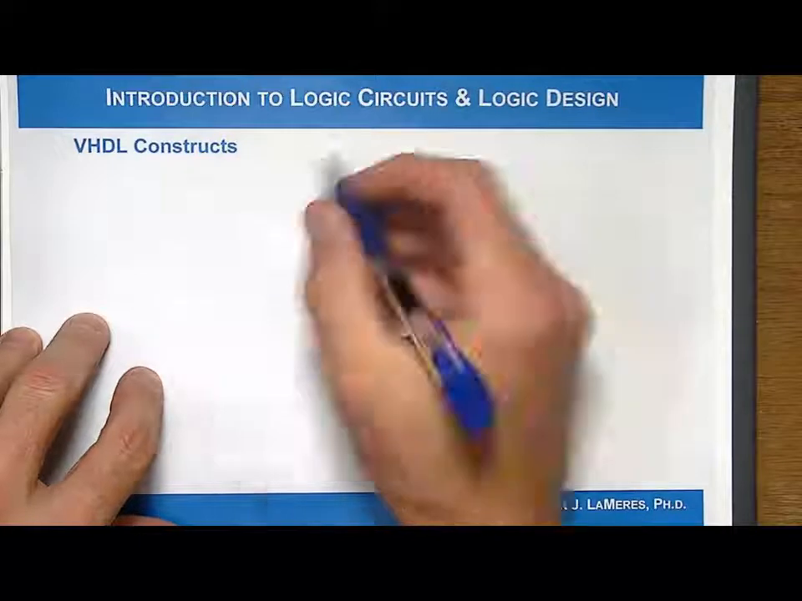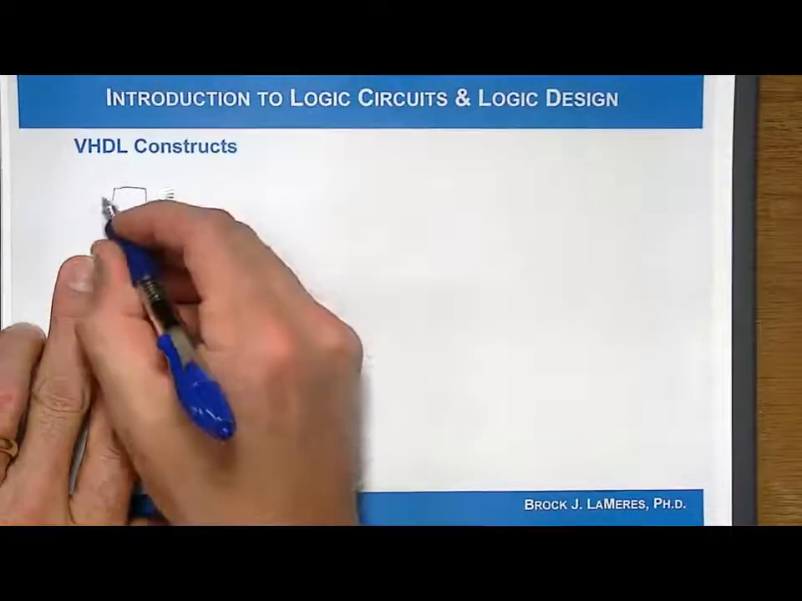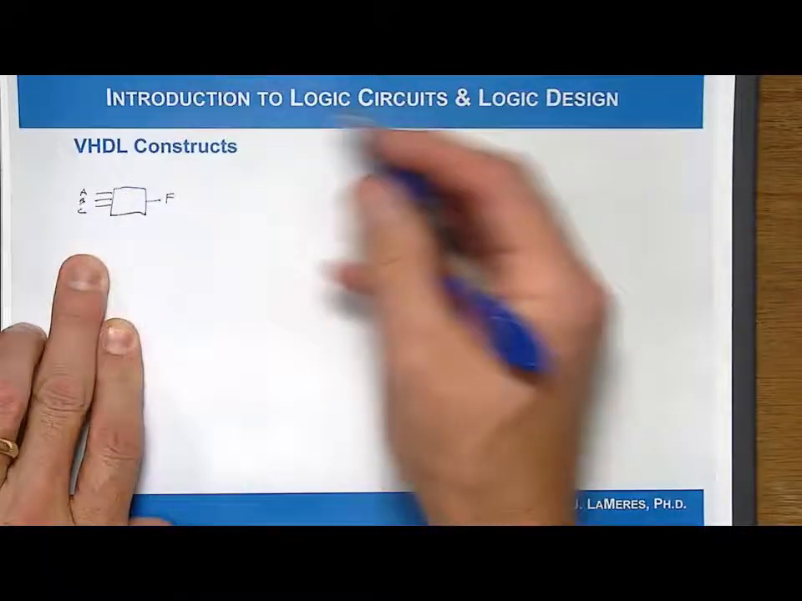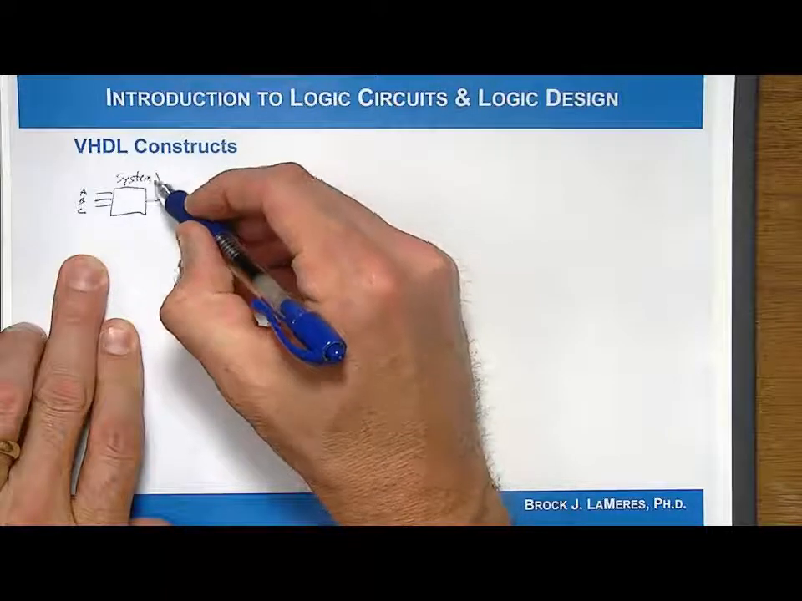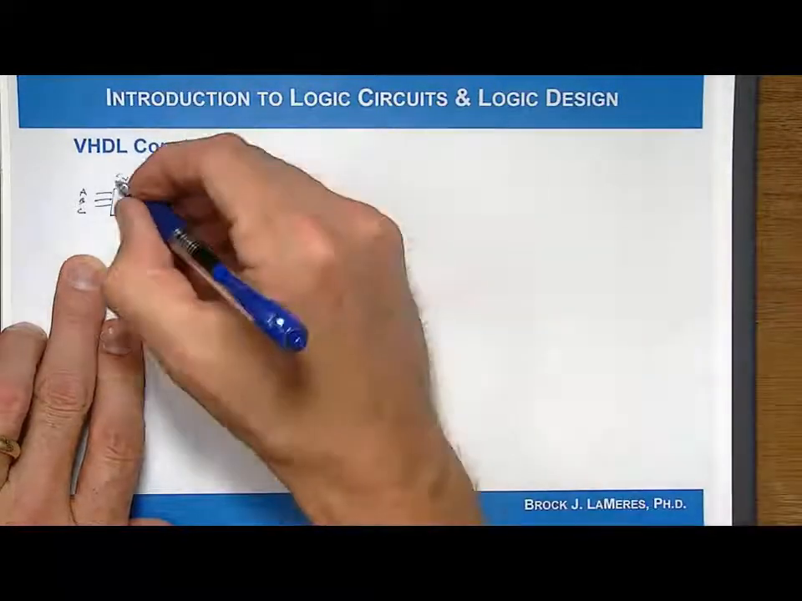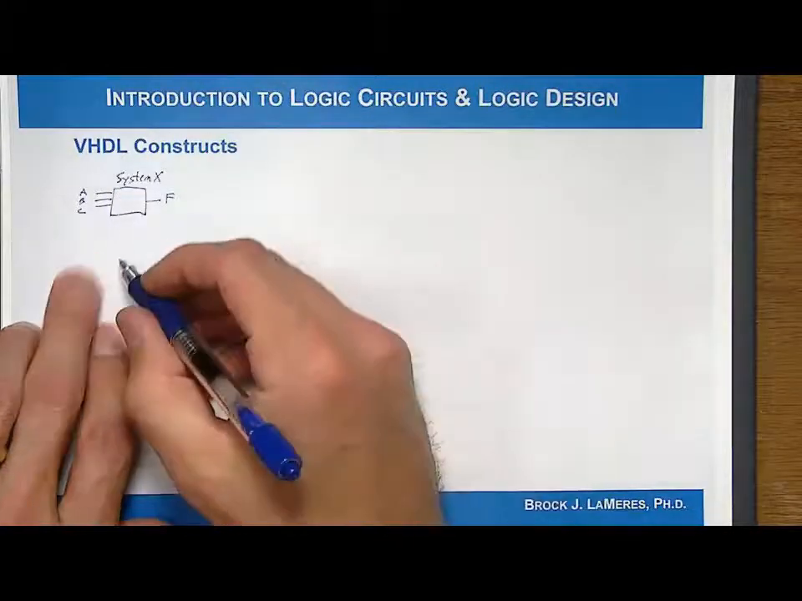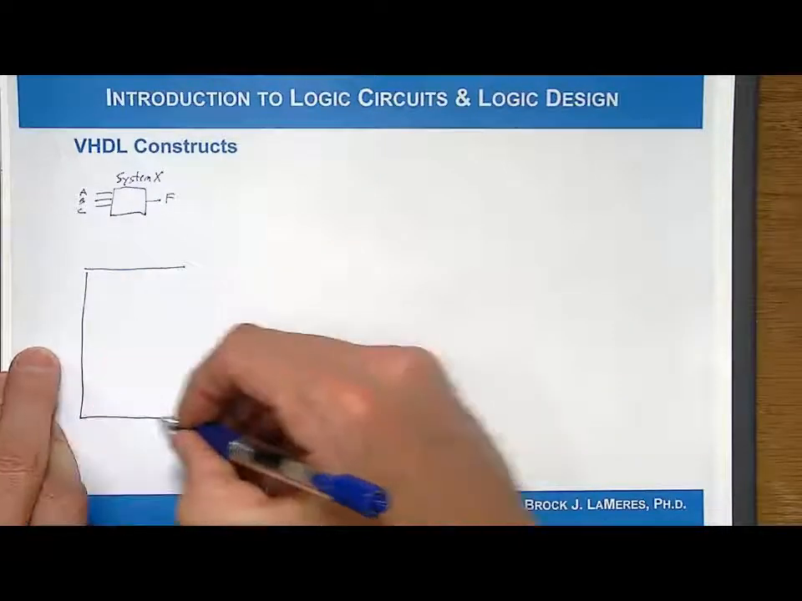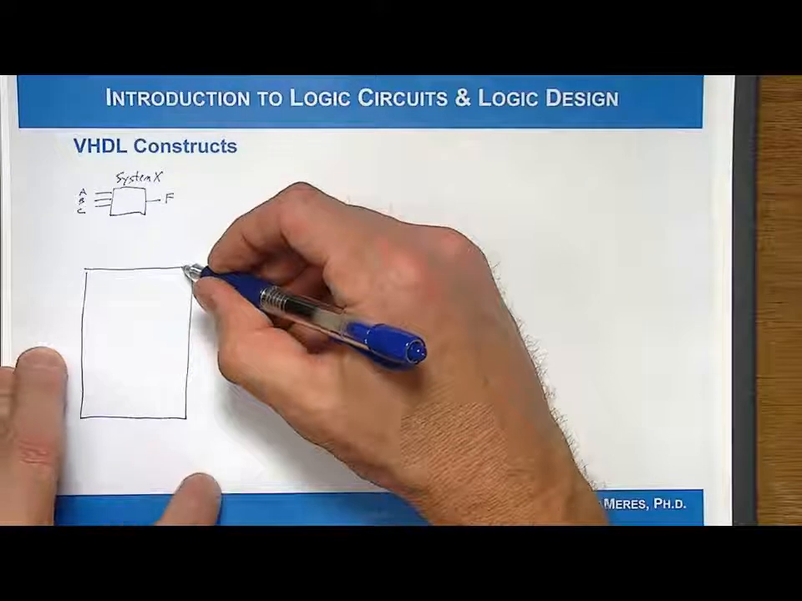So let's say that I have a system, and it's going to have an output F, and its inputs are A, B, and C. And let's say that we give this thing a name, system, let's call it X. And we want to create a VHDL model for that. So what we're going to do is we are going to have one file for each system. And the suffix for a VHDL file is .vhd.